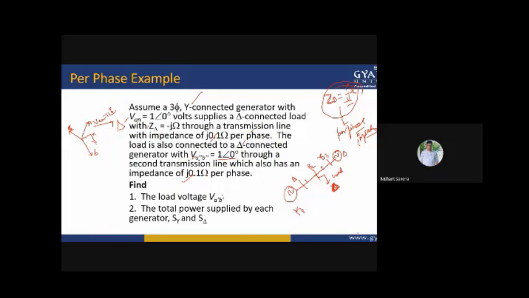Okay, so we have to identify the load voltage VA dash B dash. That means the load voltage is being supplied by the voltage VA double dash B double dash, and this is supplying a VAN. The total power supplied by each of the generators, in case of the star connected generator, how much total power is being supplied by this one, and in case of delta, how much power is being supplied by this one. This is your S delta and this is your SY. I hope the problem is clear to you. Now let's see the solution.